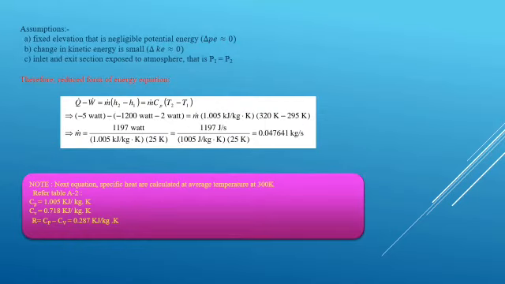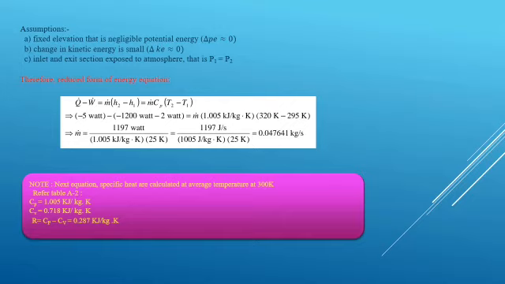Assumption: fixed elevation, so change of potential energy is 0. Second, change in kinetic energy is small, so we didn't count it. So we assume that change of kinetic energy also equals 0. The inlet and exit section are exposed to atmosphere, that is P1 equal to P2.